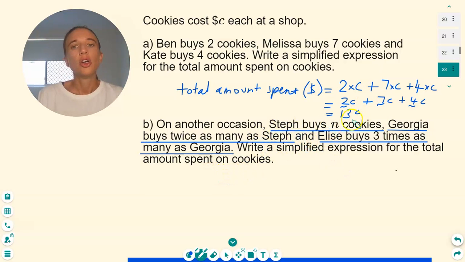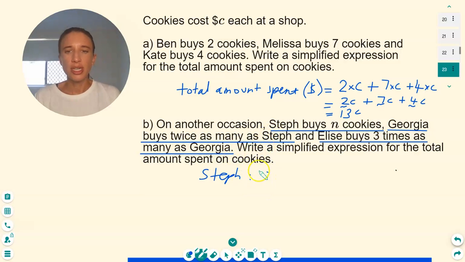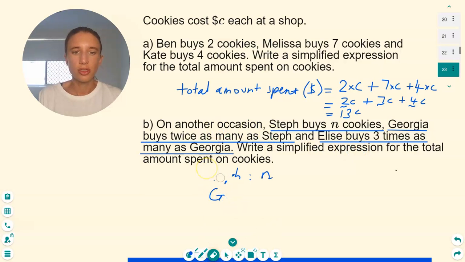All right. So Steph, let's just write them down. We need another expression for the total amount spent. How much would she spend? Let's first work out how much each person buys. So Steph buys N cookies. Georgia, let's actually just call them S, G, and E.